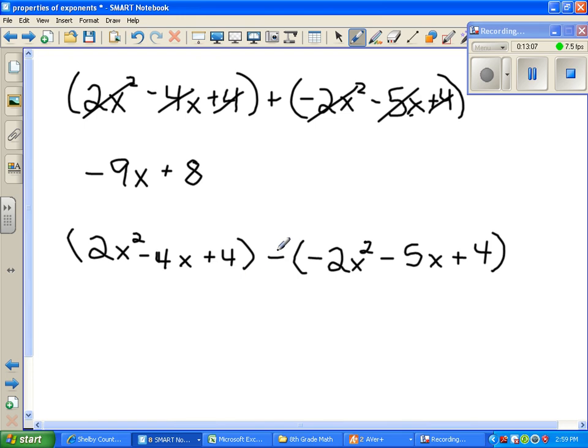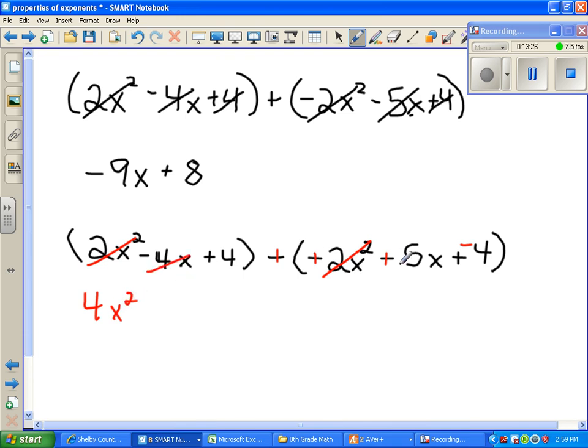We can rewrite this as, I'm adding and I'm changing the sign. This will be a positive 2x squared, a positive 5x, and a negative 4. So combine your like terms. A 2x squared plus a 2x squared gives you 4x squared.